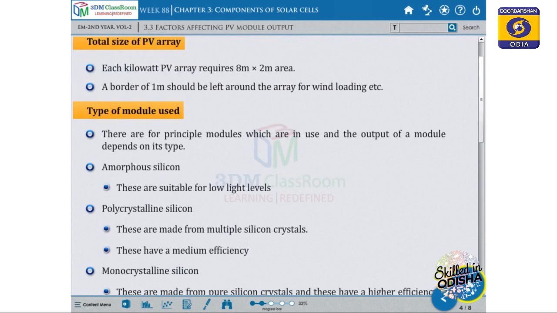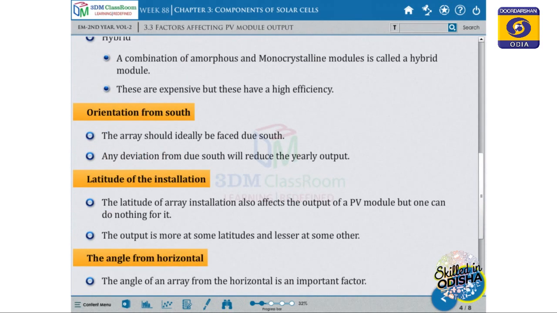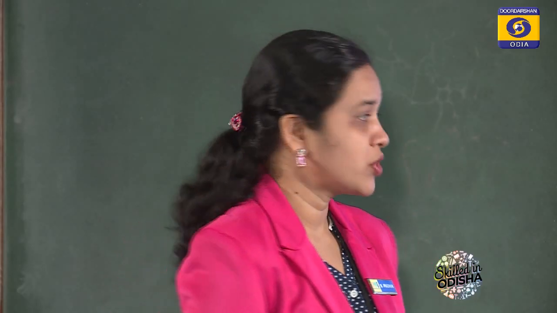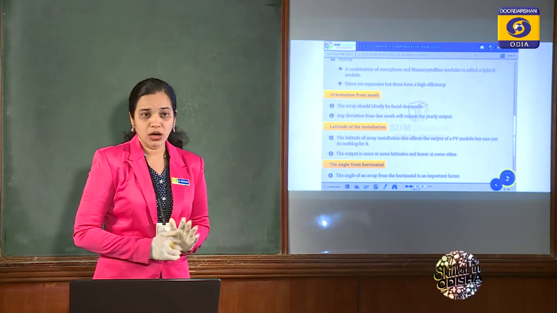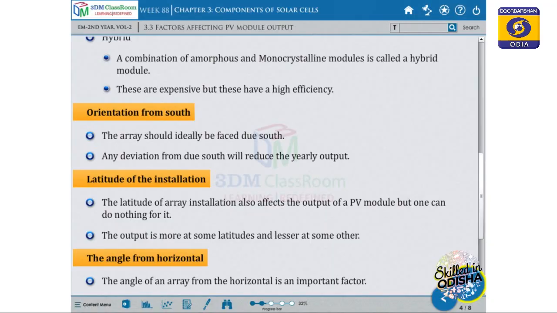According to our need and requirement area, we can choose the type of module we need. The orientation from south. Orientation from south means that while we are installing the photovoltaic module on the rooftop, we have to take care of the orientation direction of the photovoltaic module. The orientation of the photovoltaic module should face the south direction.